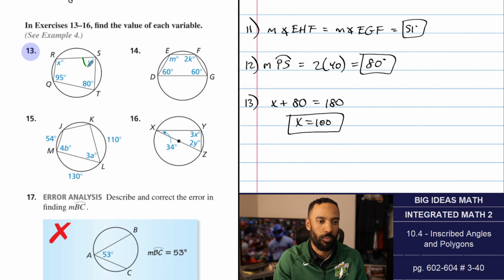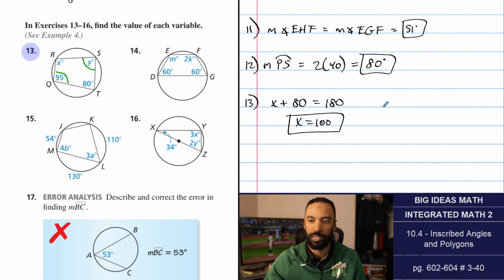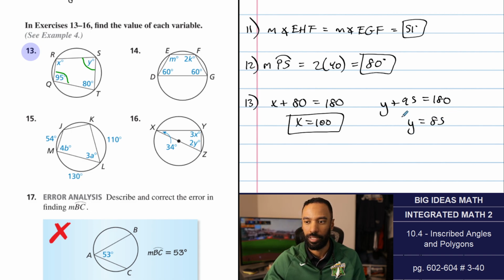Let's go ahead and get y. Y with the 95 is also supplementary. So we should be able to say that y plus 95 equals 180. Subtract 95 over, you get y equals 85, like that.